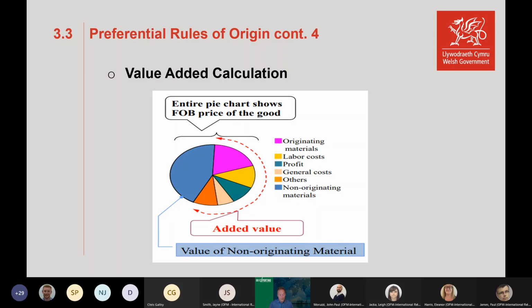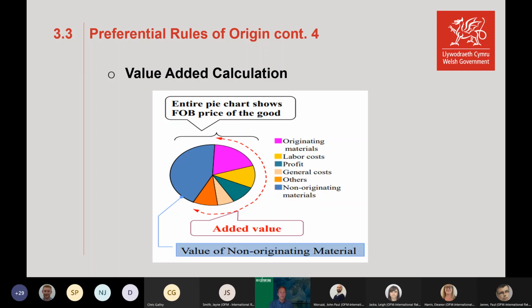So how much more value are you putting into the product by the work that you're doing to it? For example, in this example, we can see the value of non-originating material on the left-hand side of the pie chart, and the originating material, so that's the material that originates in the country. Then you can take into account labour cost, profit, general costs, other costs, different types of processing, to show that that added value is greater than the percentage which is stipulated in the trade agreement. And if it is, then you can claim origin of that product for the UK, for example.